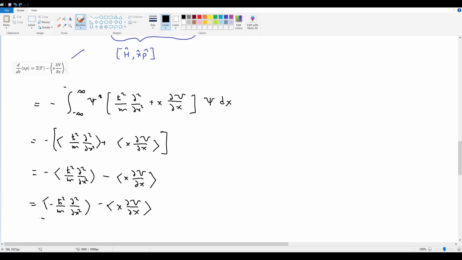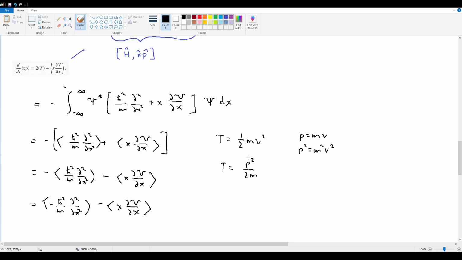What we have to do now is turn this back into something that looks like T. Now, if you think about T, right, T is kinetic energy, mass times velocity squared over 2. We can also relate it in terms of momentum, right, because we know that momentum is equal to mass times velocity, so p squared is equal to mass squared times velocity squared. Therefore, T is equal to p squared over 2m, right?